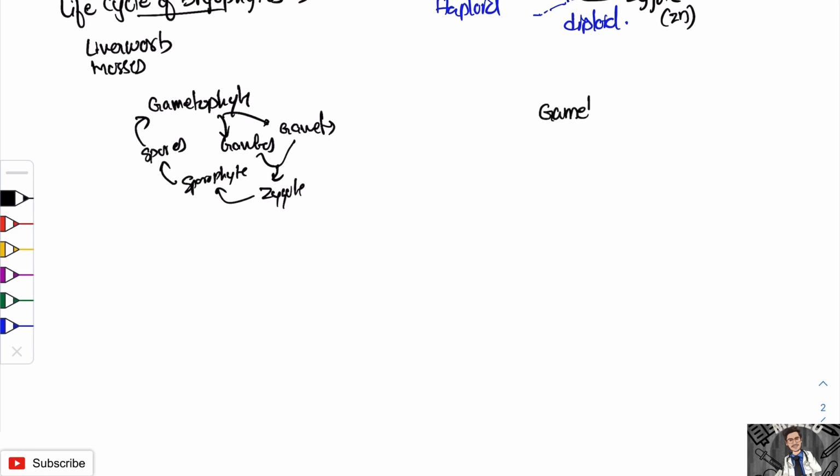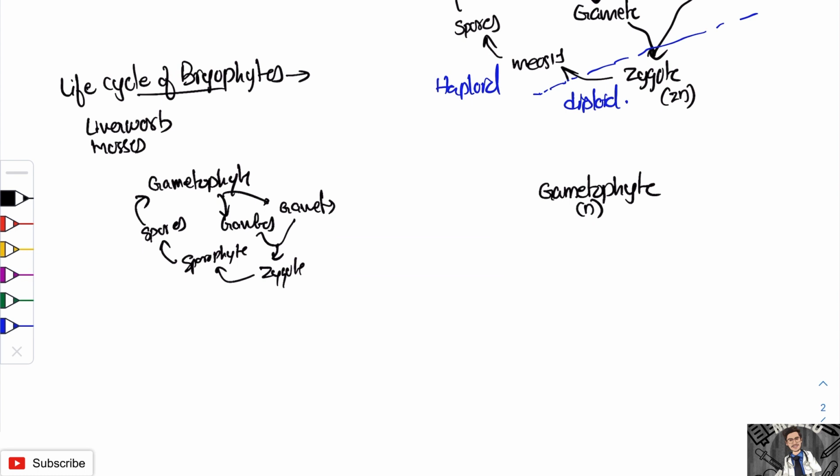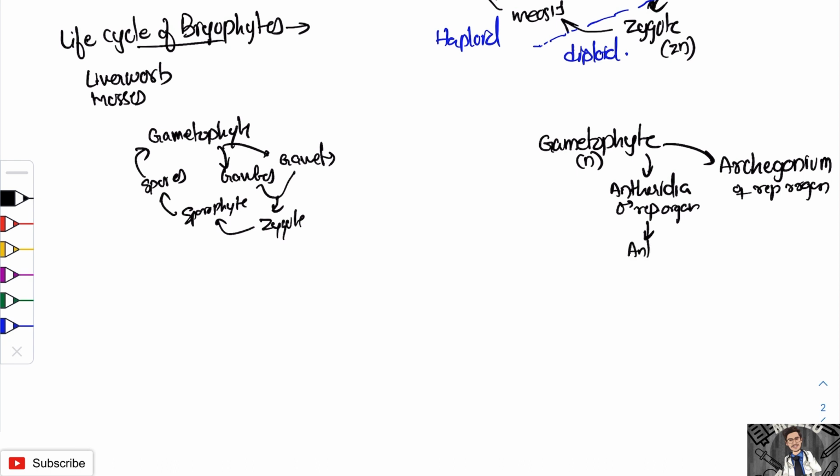So it starts from the haploid phase, gametophyte N. It forms the gametes. But here, apart from that, we saw with the algae, it directly forms gametes, right? But in bryophytes, there is an evolutionary advantage. They have male and female reproductive organs. The male reproductive organ is the antheridia, and the female reproductive organ is the archegonium. Now they form the male gamete, which is the anthrozoid, and the archegonia forms the egg.